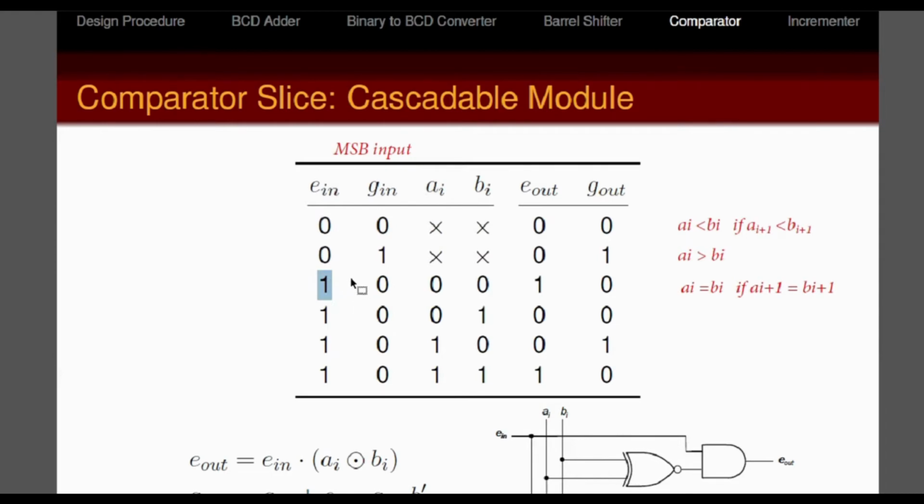For example, if A3 equals B3, how do we know if A is greater than B? Then you check the status of the next. If it's 0 and 0, obviously it is equal. Because if you notice this one, you have only equal and greater. Right? Equal and greater. So this is obviously equal. 0 and 0. Equal. If input is 1 and G in is 0, yeah, because A and B is equal. That's why the function is equal.